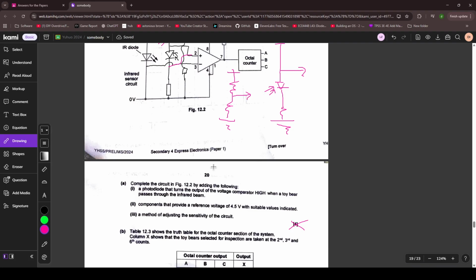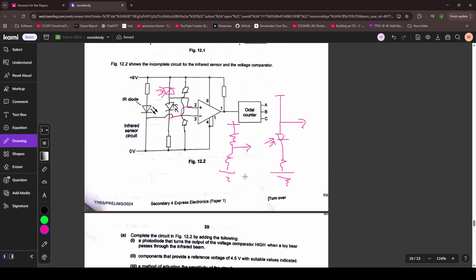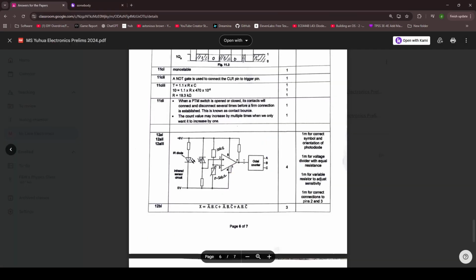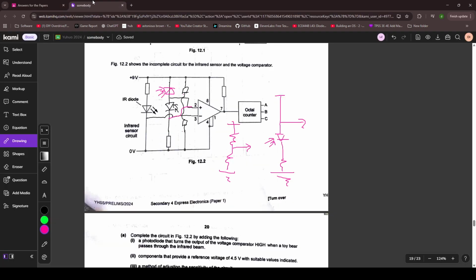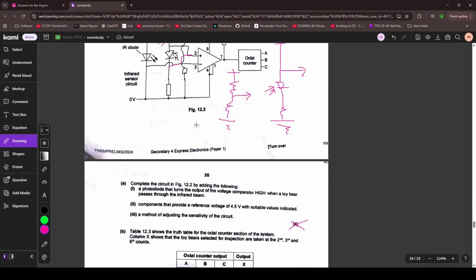Components that provide a reference voltage of 4.5. Again, that's a voltage divider, and you have done it here. Two resistors, which in theory will divide the voltage to 4.5 volts. The thing is, friend, the resistance could be anything. So I think you need to specify resistance. You don't need to specify resistance, but you kind of have to. So I don't think I can give you the mark.